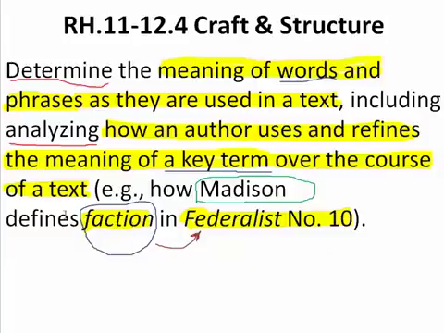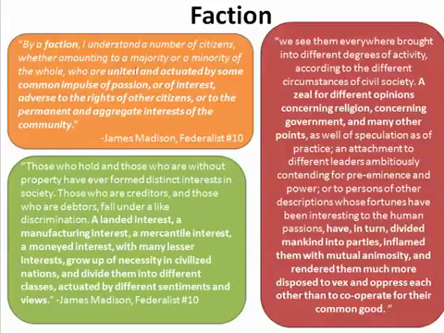So let's look at how the word faction is used by James Madison in several phrases over the course of the text, number 10. Alright, here's how he defines faction. He says, by a faction, I understand a number of citizens, whether amounting to a majority or a minority of the whole, who are united and actuated by some common impulse of passion or of an interest adverse to the rights of other citizens or to the permanent and aggregate interest of the community.